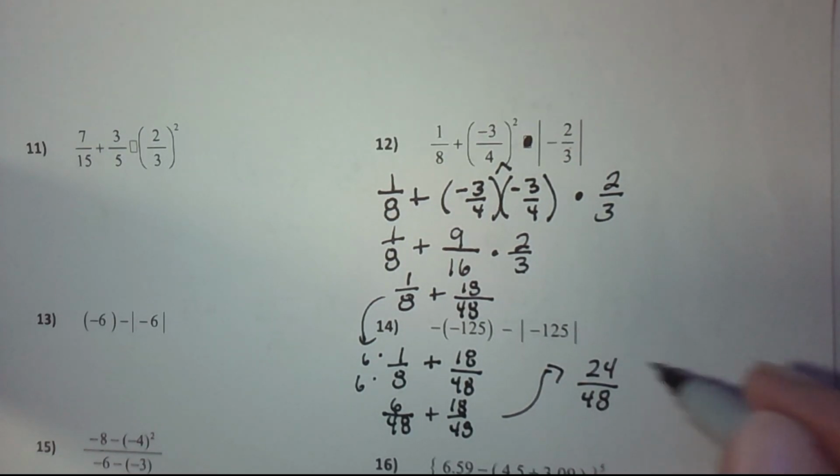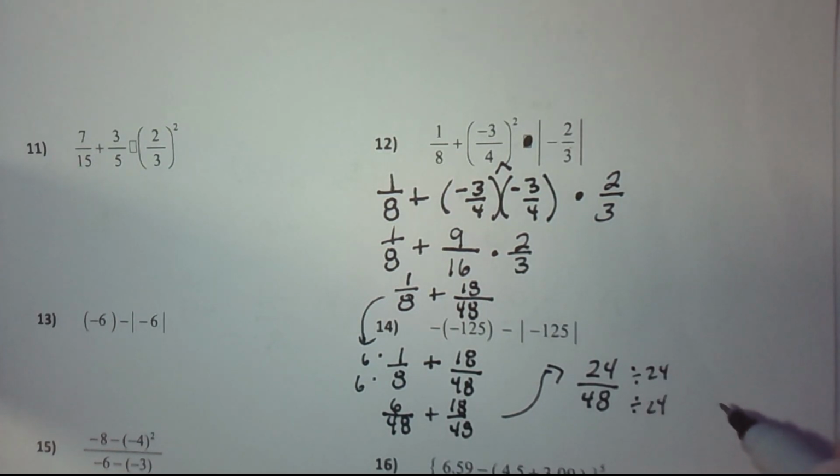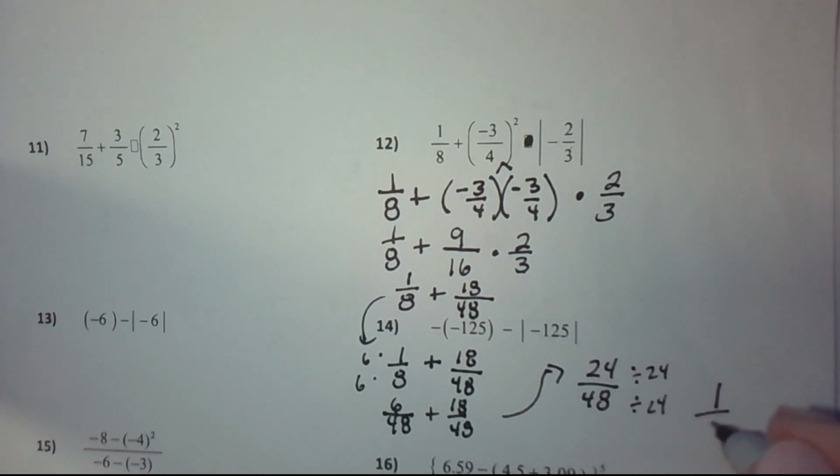Now 24 goes into both of those. I mean, several things go into both of those. 2 does, and 4 does, and 6 does. But 24 is the largest thing that goes into both of them. So that should reduce to 1/2.